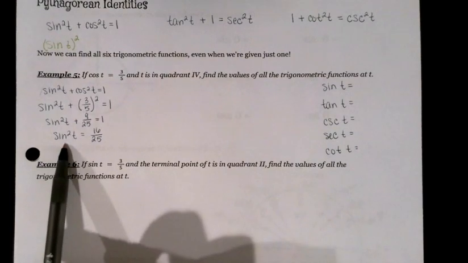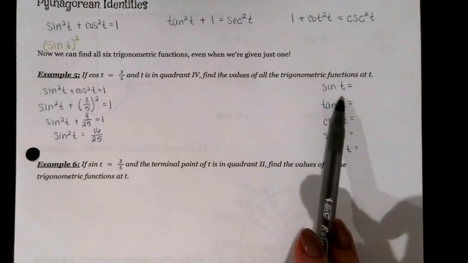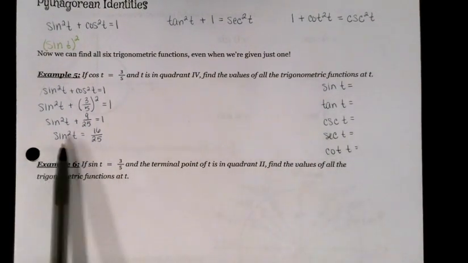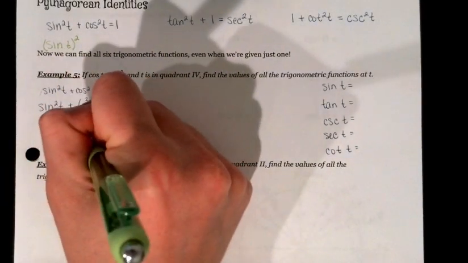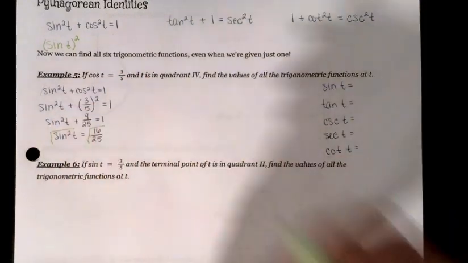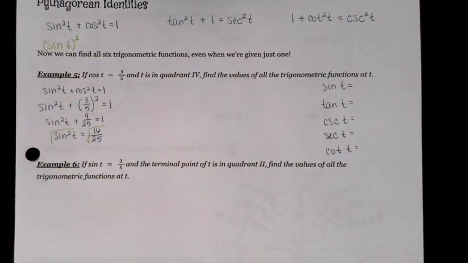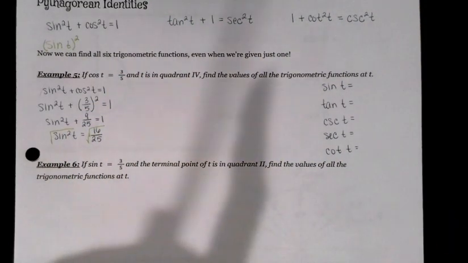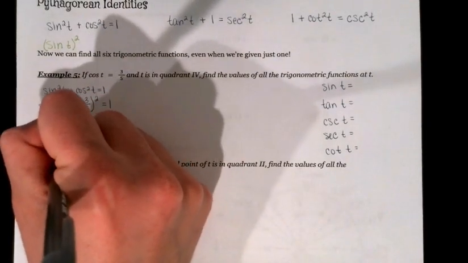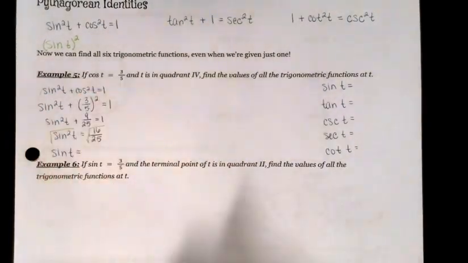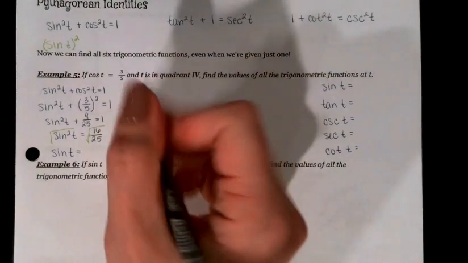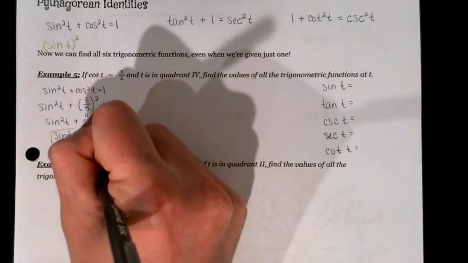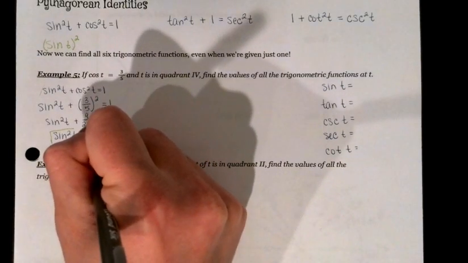I do not want sine squared, I just want sine of t, so I have to take the square root of both sides. When I do that, I take the square root of the numerator and of the denominator. I don't want to forget the denominator. And so I have sine of t equals, and whenever I take the square root, it would be plus or minus. I'm not going to write it yet. The square root of 16 is 4, and then the square root of 25 is 5.